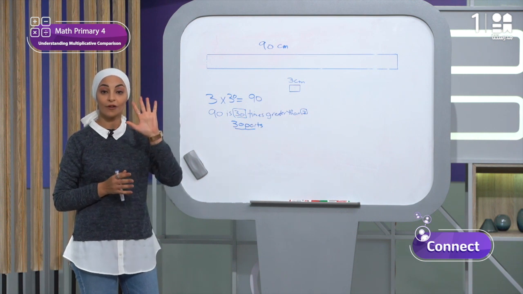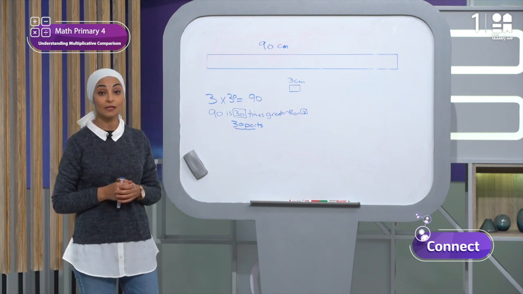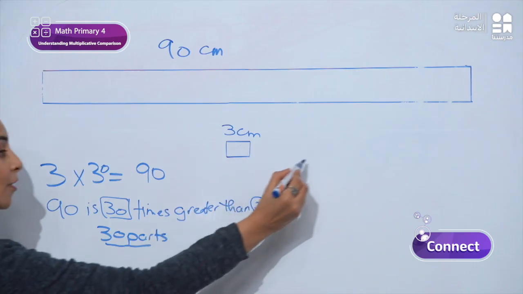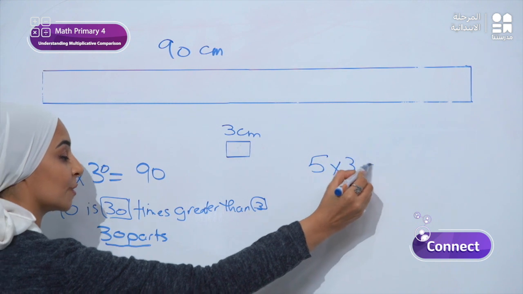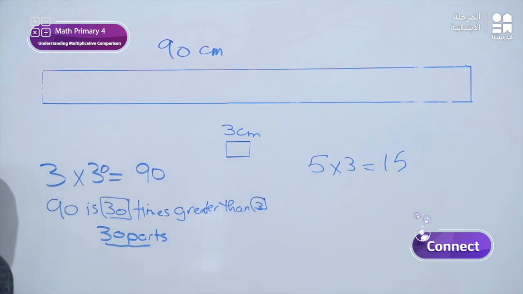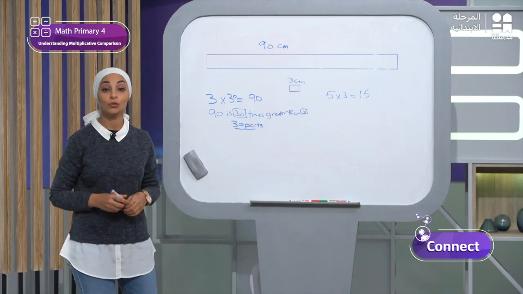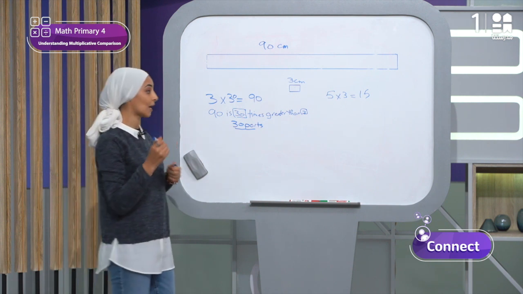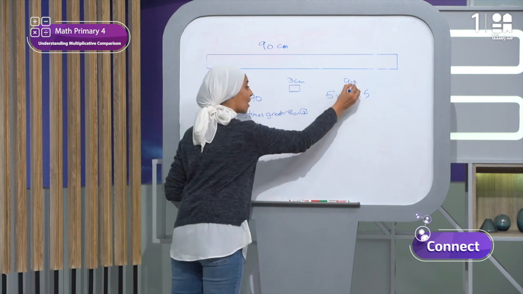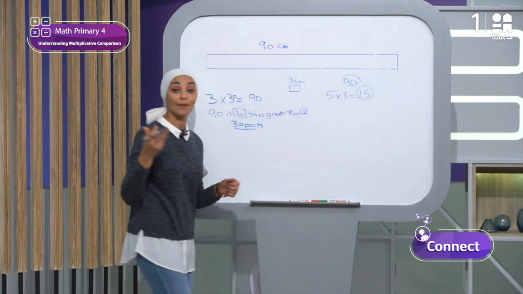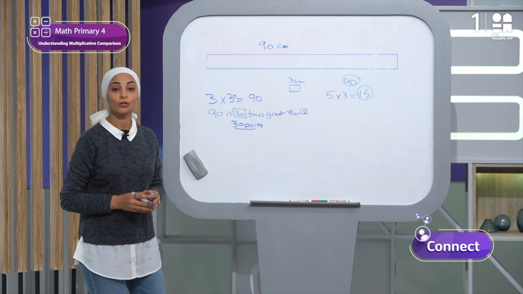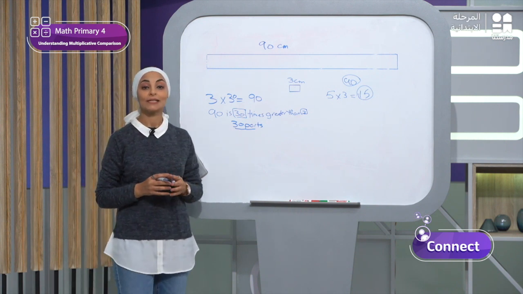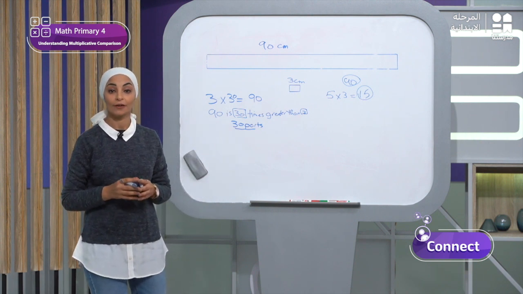Of course, the 5 parts equal 15 centimeters. Why? Because 5 times 3 gives me 15. Okay, so let's write this together and see how many times 90 is greater than 15. I want to know how much greater 90 is than 15. So what should I do? Yes, 90 is 6 times greater than 15.